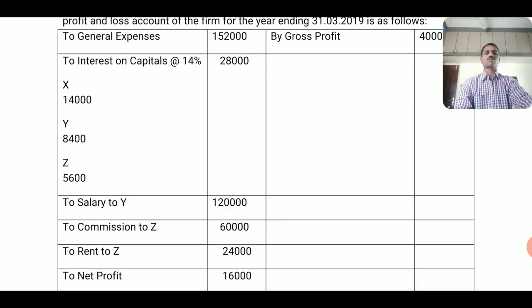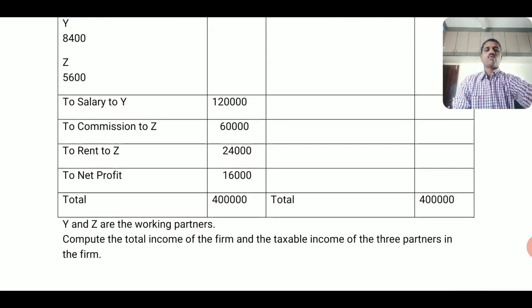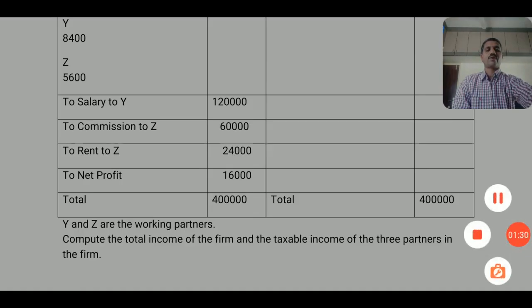The amount of the gross profit credited to P&L account is rupees 4 lakhs. Y and Z are the working partners in this firm. Compute the total income of the firm and the taxable income of the partners in the firm.